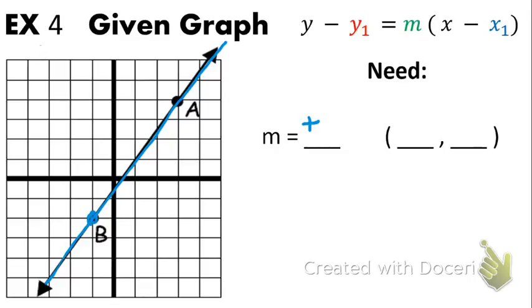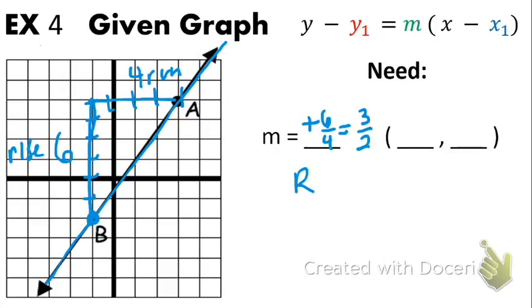From the lowest point, we will rise. That was 1, 2, 3, 4, 5, 6. So this is our rise. And then we will run 1, 2, 3, 4. So our slope is 6/4, which is actually 3/2 because it reduces. So make sure you reduce when it's needed.